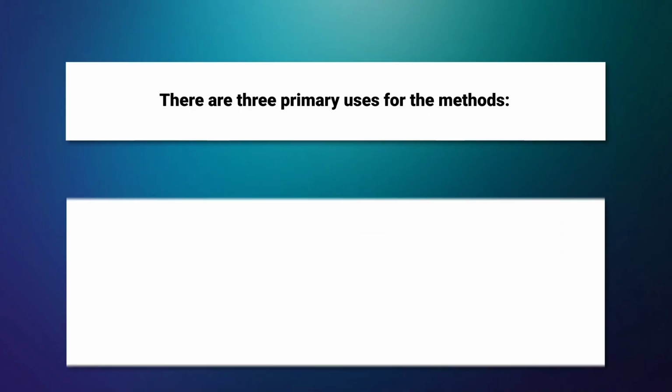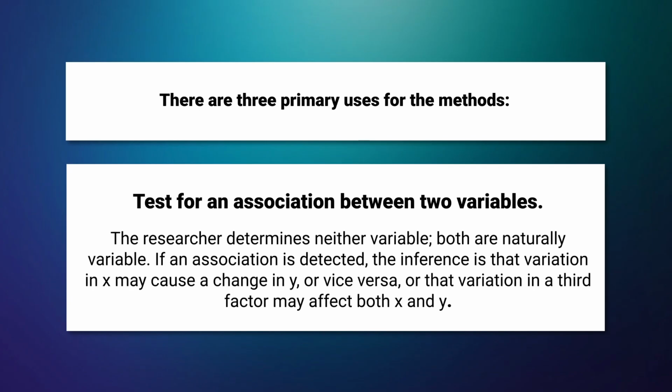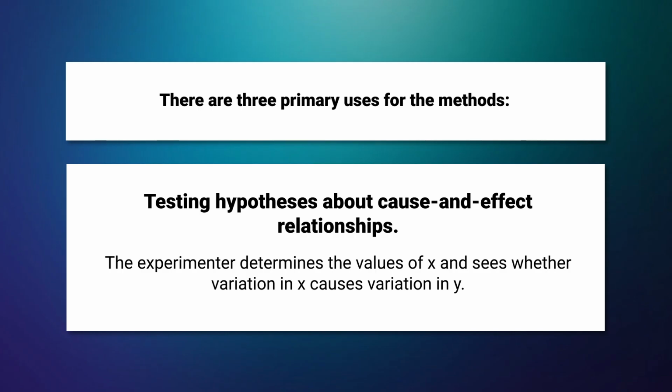Anyway, I think this is an important aspect: a test for association between two variables, where the researcher determines neither variable, both are natural variables. If an association is detected, the inference is that variation in x may cause a change in y, or vice versa, or that variation in a third factor may affect both x and y. So testing hypotheses about cause and effect relationships is an important ingredient, and in our coming sessions, when we test hypotheses, we are going to use this phenomenon.